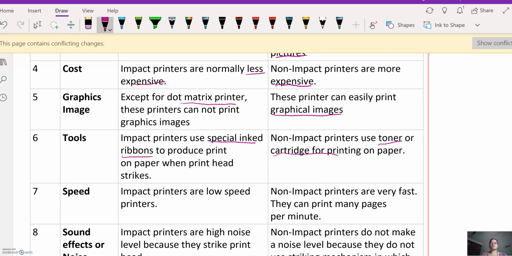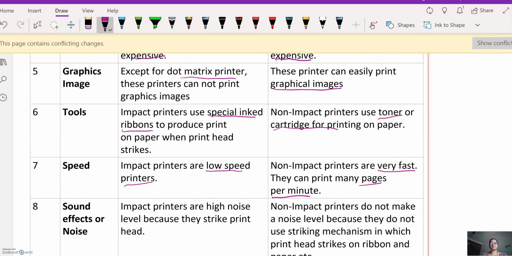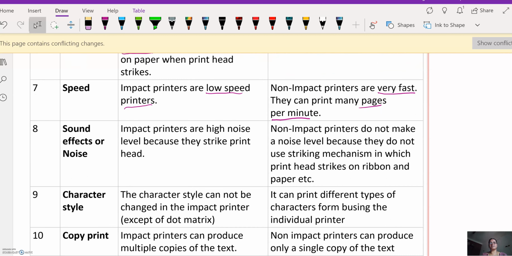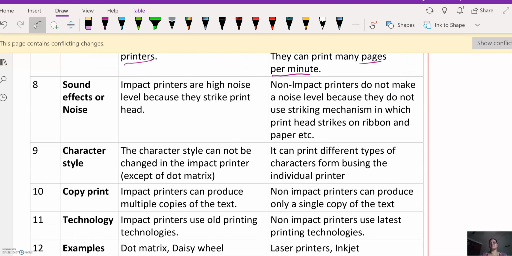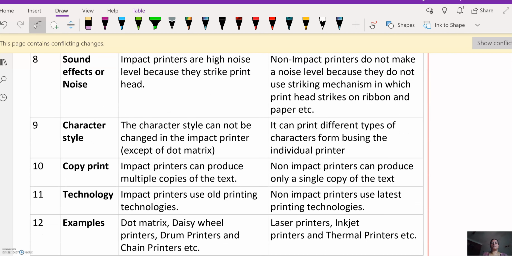Coming to the speed, impact printers are always low speed printers, whereas non-impact printers are notable for their fast speed, and they are able to print many pages per minute. Coming to the sound effect or noise, impact printers are highly noisy and non-impact printers don't make noise. Character style cannot be changed in the impact printer, whereas non-impact printers can produce any type of character.